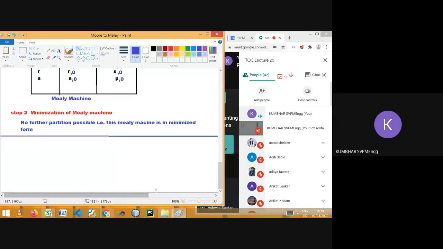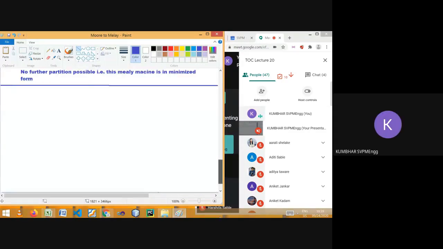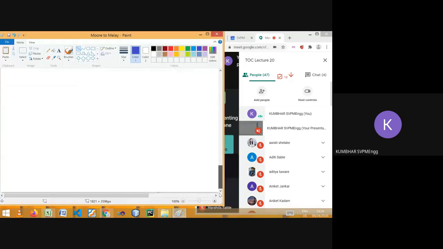Minimization. For that, let's take one example. Let me create a big space so that we can go gradually to write the solution. Now, we will need equivalent partitions. Equivalent partitions means the partitions depend on the given set.